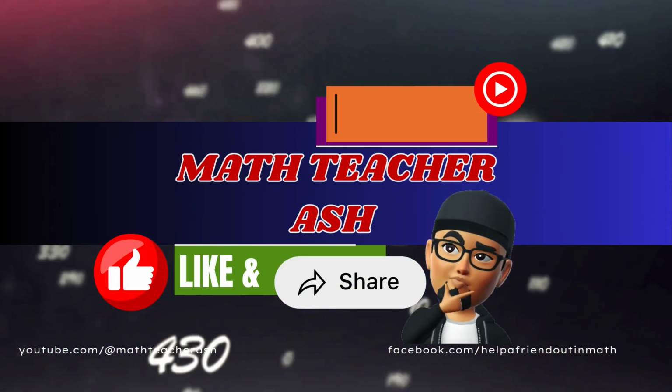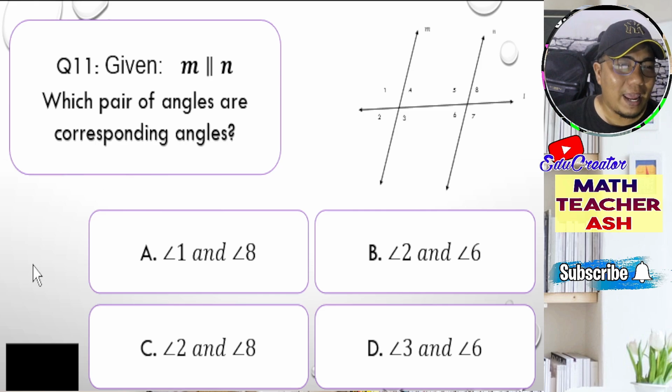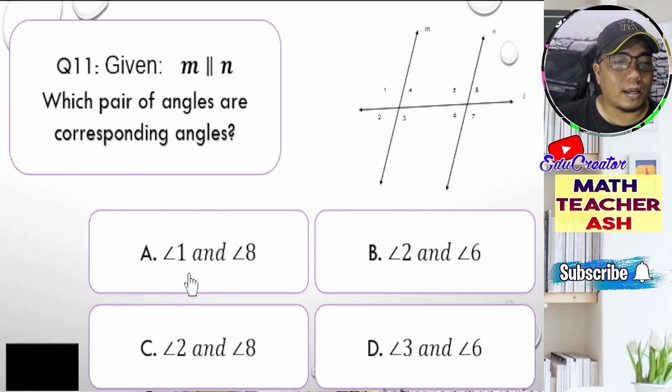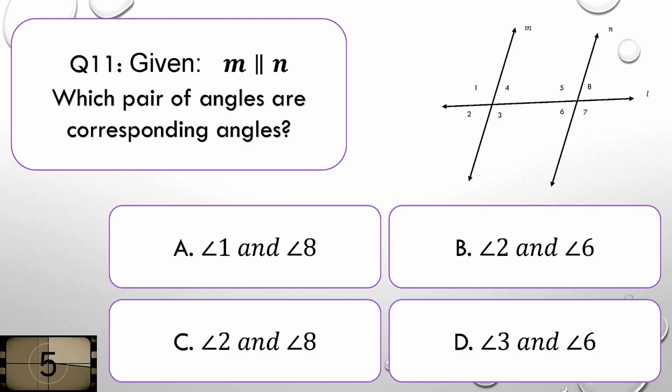So now let us go to question number 11. Given M is parallel to N, which pair of angles are corresponding angles? Okay, so we have here 1, 2, 3, 4, 5, 6, 7, 8. Is it A, angle 1 and angle 8, B, angle 2 and angle 6, C, angle 2 and angle 8, or D, angle 3 and angle 6? I will give you 5 seconds to think about your answer.